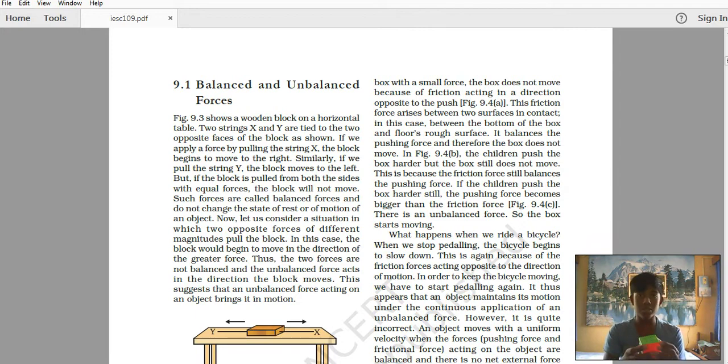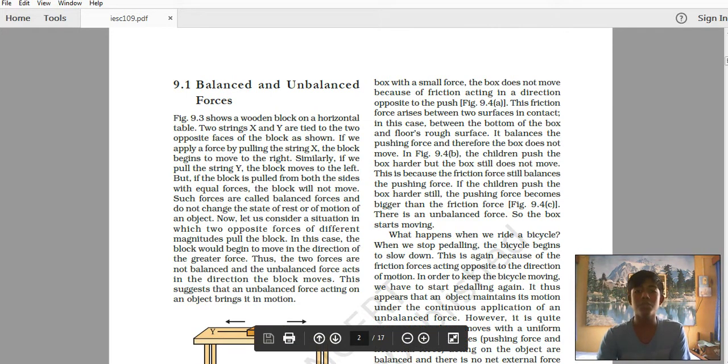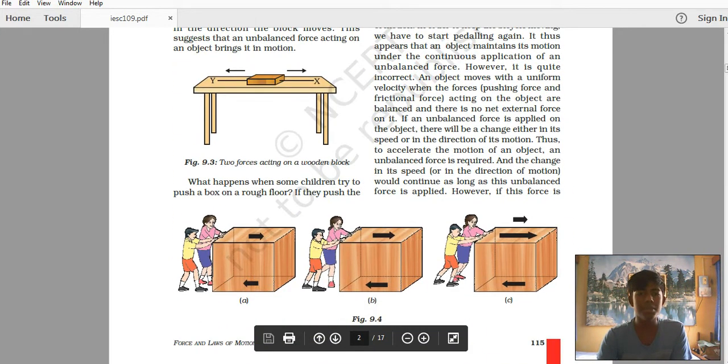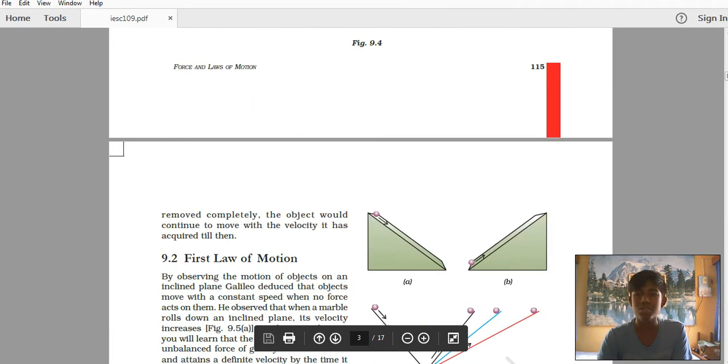And what is unbalanced force? Same like that, but a bit different. This is an object, and these are the two forces. If the magnitude of one force is more than the other, suppose the magnitude of this force is 4 Newton and the magnitude of this is 2 Newton, so this object will move towards the greater force, in the direction of the greater force, this side. This is 2 Newton, this is 4 Newton, so the object will move like this. Okay, this is balanced and unbalanced force. So let's go down. These are some examples with a brick and a big box.